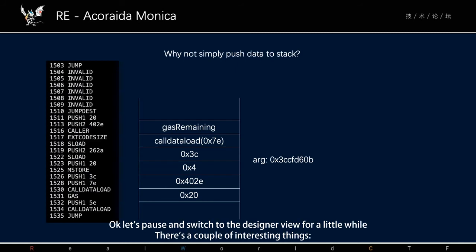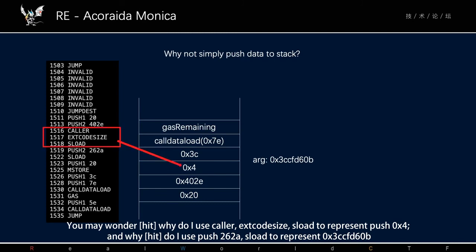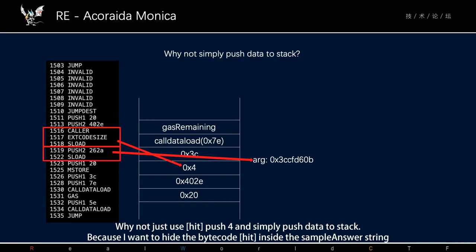Okay, let's pause for a while and switch to the designer view. There are a couple of interesting things. You might wonder why I use CALLER, EXTCODESIZE and SLOAD to represent PUSH 0x4, right? And why do I use PUSH 262A and SLOAD to represent PUSH 0x3CCFD60B? Why not just use PUSH 4 and simply push the data to the stack?